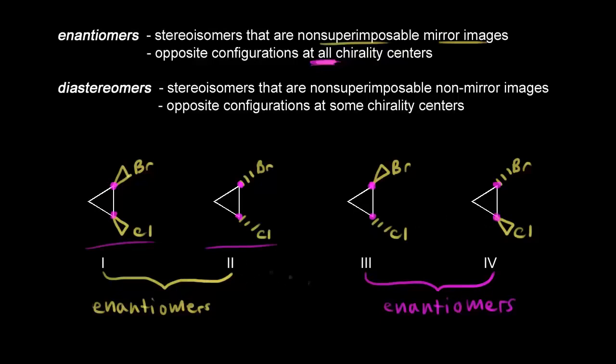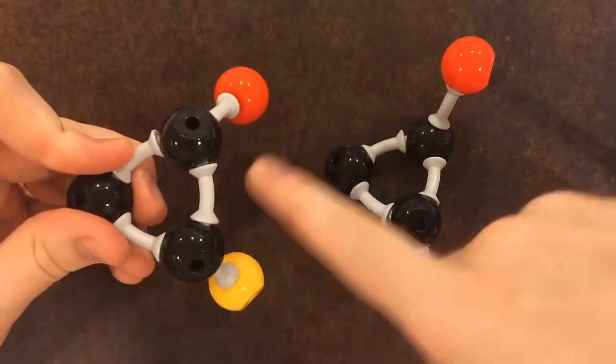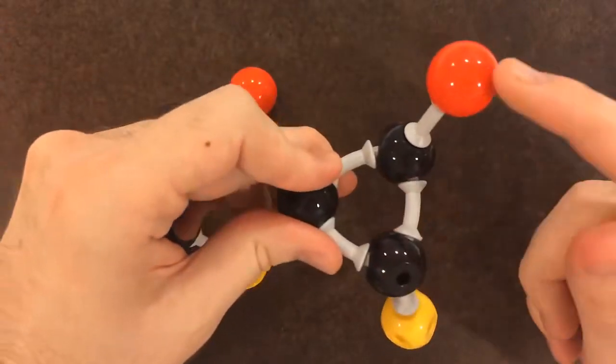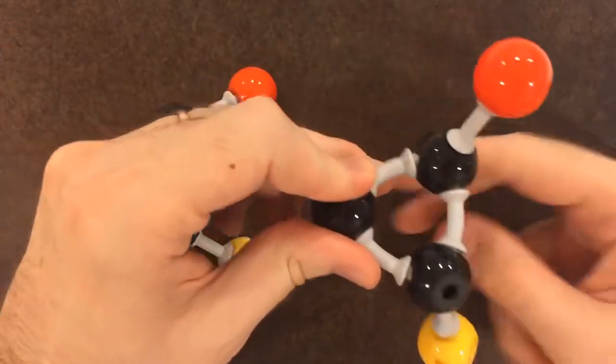Next, let's compare stereoisomers 2 and 3. So what's the relationship between 2 and 3? On the left is stereoisomer 2 with the bromine and the chlorine going away from us in space. On the right is 3 with bromine up and chlorine down.